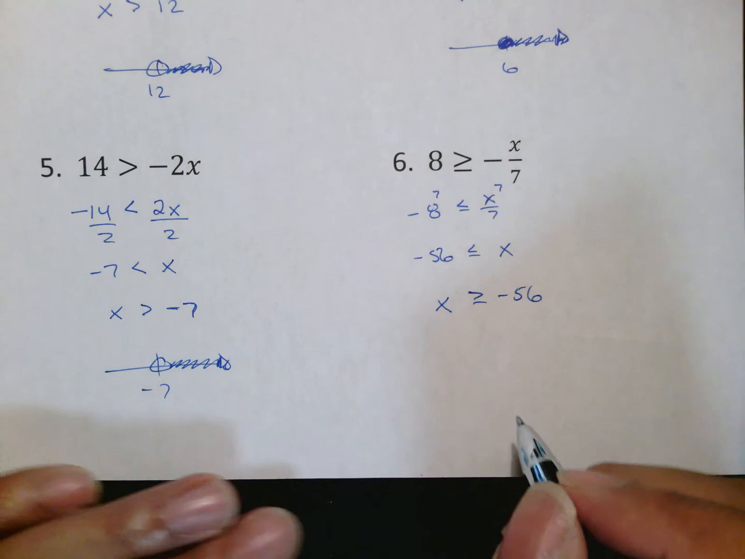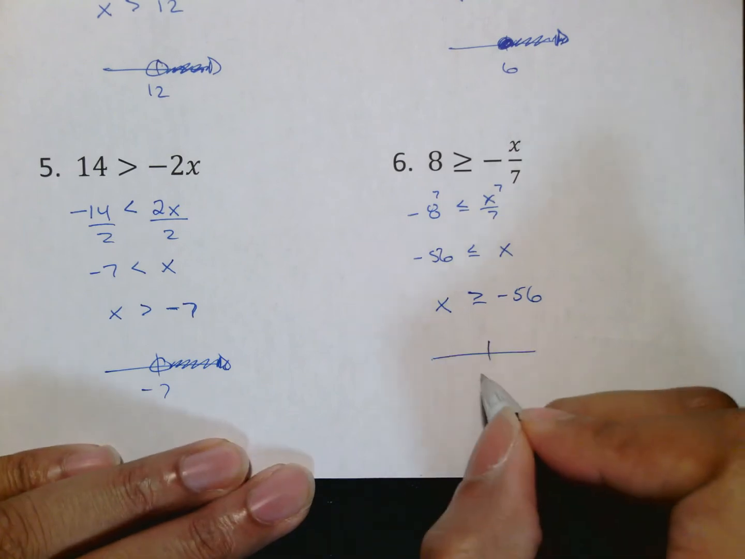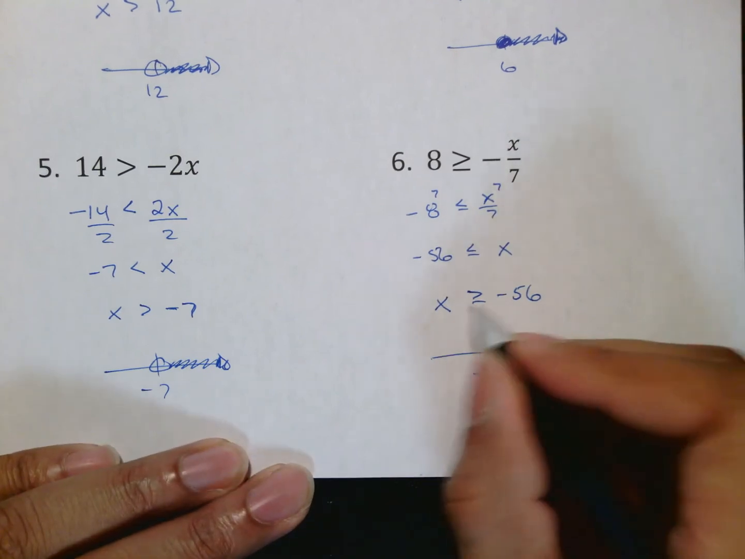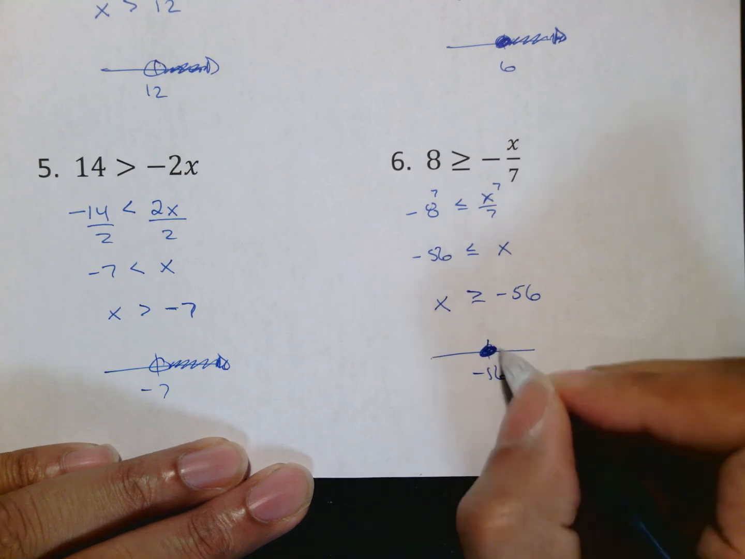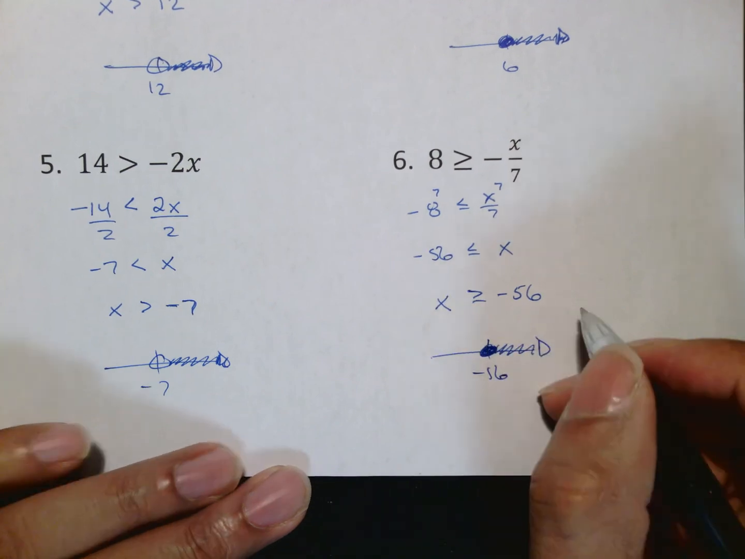Graphing this, negative 56 goes here. Again, the line under it means that it's equal to, which means you include 56. And then this ends up on that side.